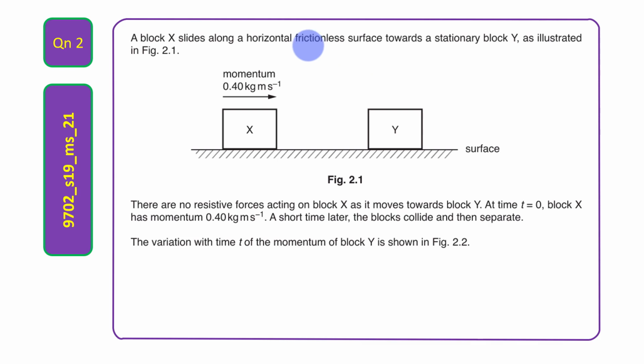Now let us consider question 2 of this paper. As usual, we are going to read the question and then look at the solution. A block X slides along a horizontal frictionless surface towards a stationary block Y as illustrated in figure 2.1. There are no resistance forces acting on block X as it moves towards block Y.